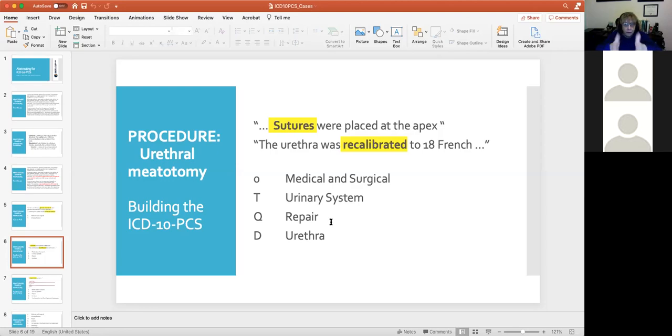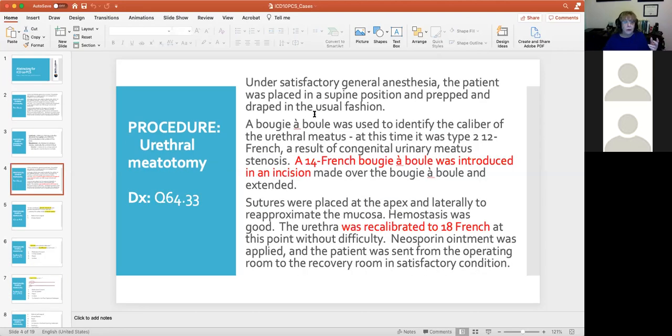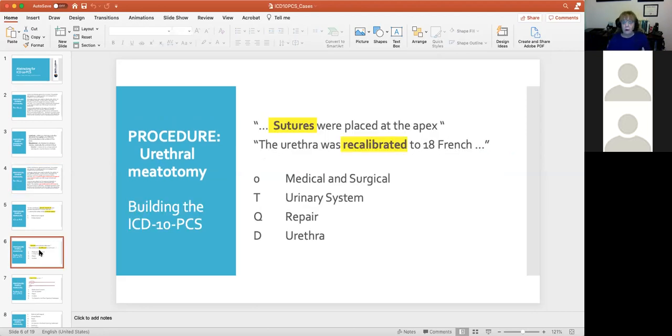Make sense? Yes. Okay, and as we saw here in the second paragraph, the meatus was at 12 French as a result of the stenosis. Then they made an incision, enlarged it to 14 French, and then recalibrated it to 18 French. Okay, so that is our repair of the urinary system.